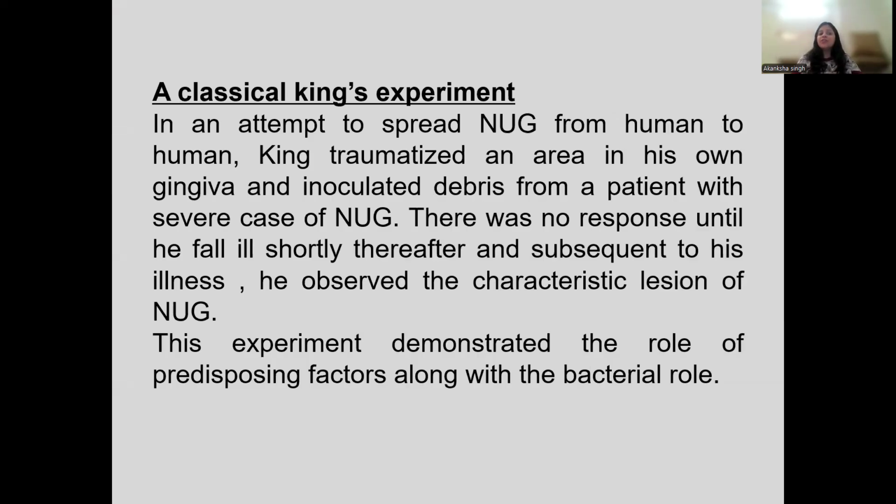In an attempt to spread NUG from human to human, so to confirm whether it is contagious, transmissible or communicable or not, King traumatized an area in his own gingiva and inoculated the debris from a patient with a severe case of NUG. But there was no response until he fell ill shortly thereafter, and subsequent to his illness, he observed the characteristic lesion of NUG. So the experiment demonstrated the role of predisposing factors. To sum up the story, there is no direct relationship, but because of his illness, that became a predisposing factor. He developed that disease.